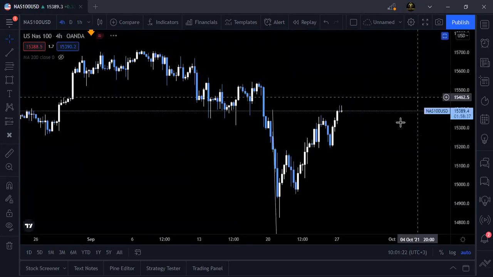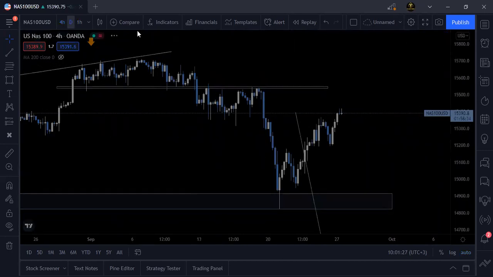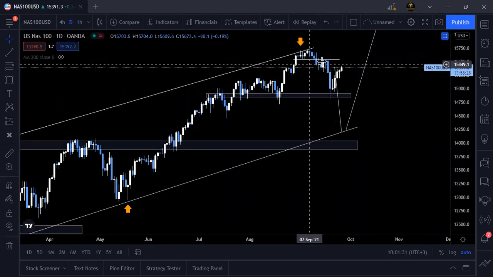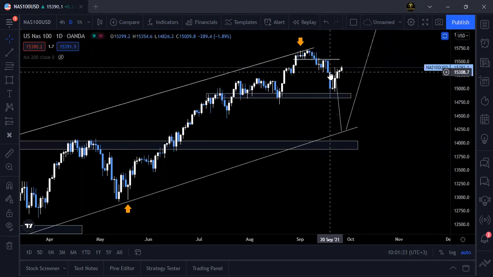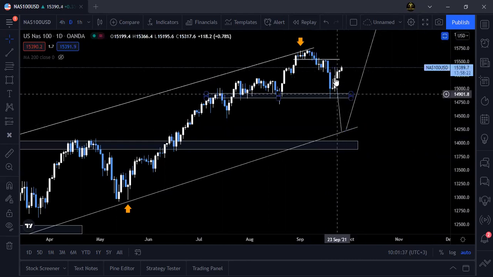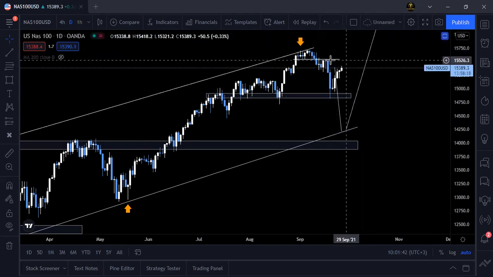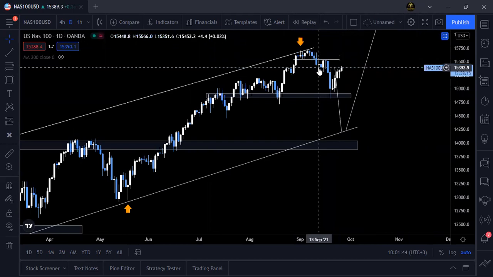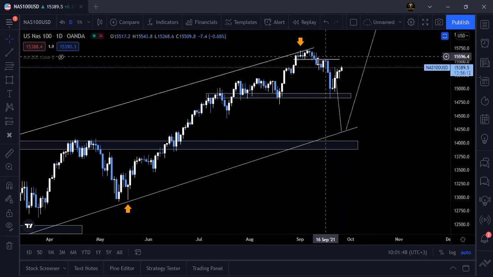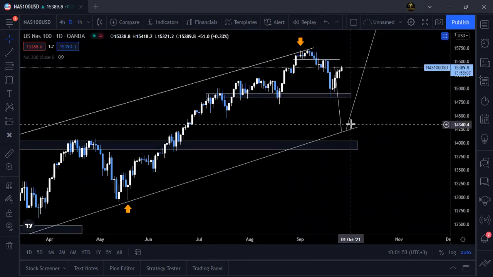So NAS100, from the daily perspective, I expected prices to push lower. Last week we started here, so I was expecting to see prices push lower all the way until here. They did push lower, meeting a support level here, and then they bounced off. Although the market structure isn't broken because this was the previous low, and prices have just created a lower low. This previous high hasn't been broken yet, so I'm still very much bearish biased.